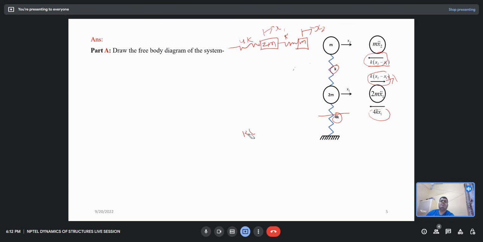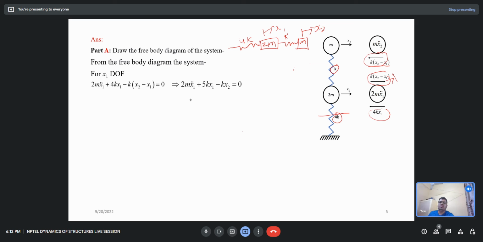Okay, so now after writing this equation, I will write the equations one by one. For degree of freedom 1, x1, my equation will be 2m x1 double dot plus 4k x1 minus this k, because this is in the opposite direction. So that would be k times (x2 minus x1), and if I rearrange this, that comes down to 2m x1 double dot plus 5k x1 minus k x2.